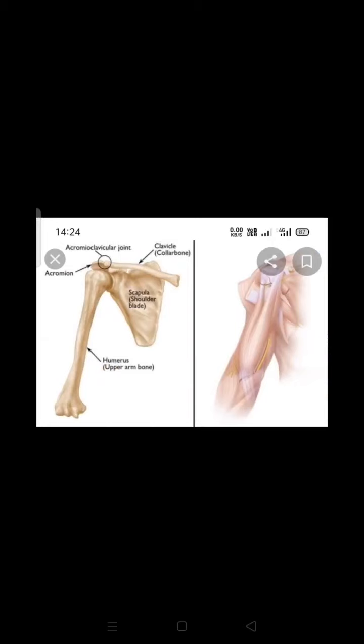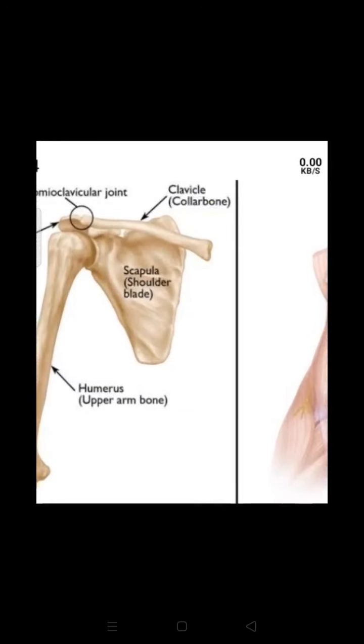Now the forelimbs and the hind limbs. Forelimbs means the hands and hind limbs means legs. The bones in our arms and legs are longer than the other bones in our body. The bone in the upper arm is joined to the shoulder girdle. The shoulder girdle consists of the shoulder blade and the collarbone.